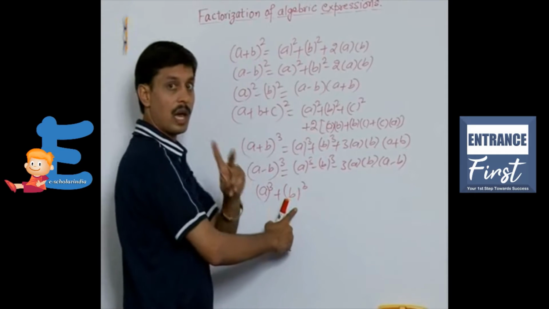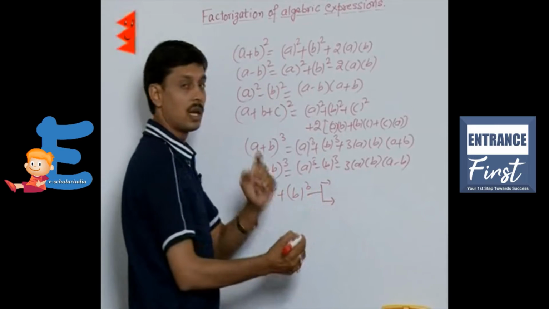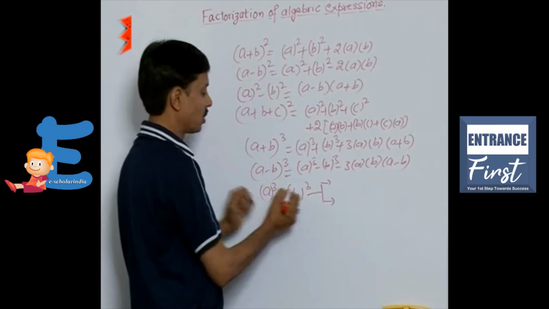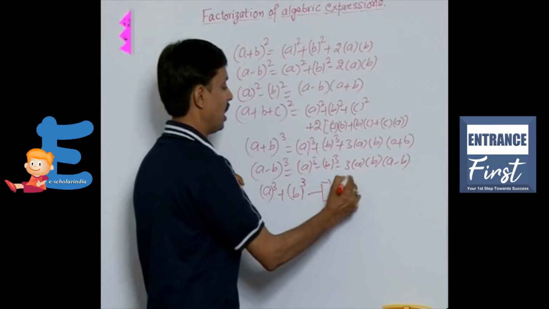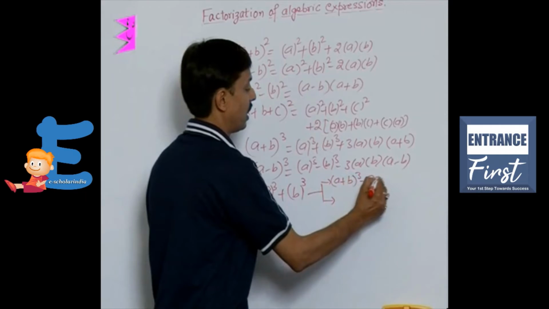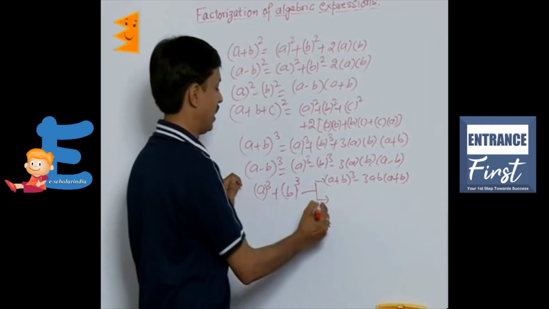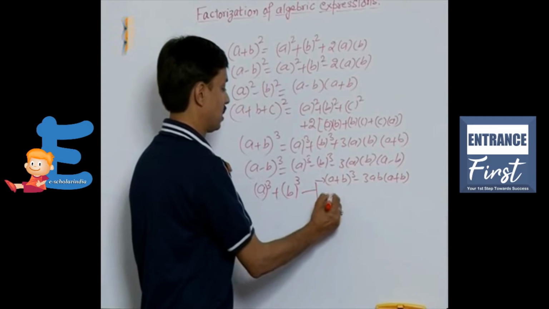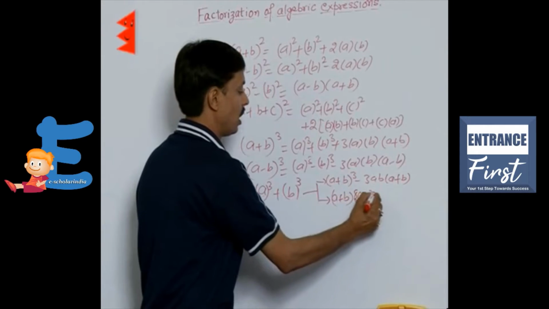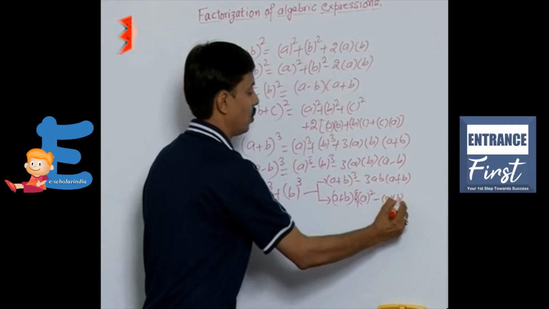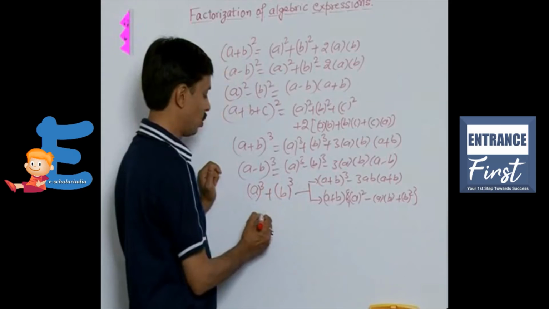Now the identity of a cube plus b cube. a cube plus b cube has two results: one in case of find value, the other in case of factorization. So in case of find value, a cube plus b cube can be written as (a + b) whole cube minus 3ab into (a + b), and in case of factorization it can be written as (a + b) into (a square minus a into b plus b square). This is the a cube plus b cube.